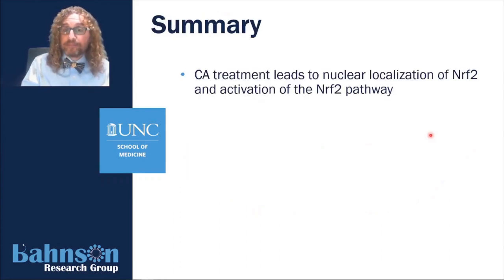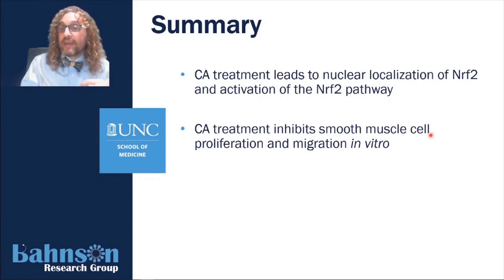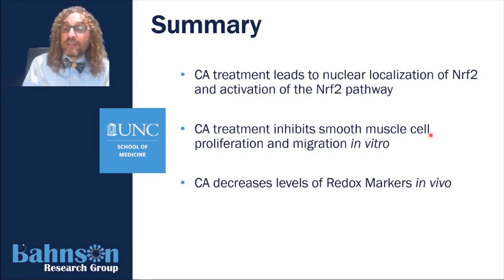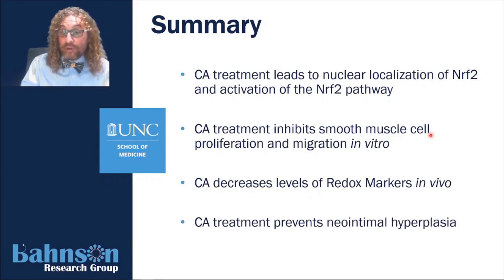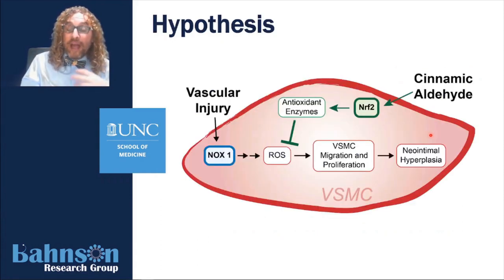To summarize, CA treatment leads to nuclear localization of Nrf2 and activation of the pathway, both in vitro and in vivo. The cinnamic aldehyde treatment inhibits smooth muscle cell proliferation and migration in vitro, and decreases levels of redox markers both in vitro and in vivo. Most importantly, cinnamic aldehyde treatment prevents neointimal hyperplasia in vivo. So the hypothesis is that this inhibition of neointimal hyperplasia is Nrf2 dependent.